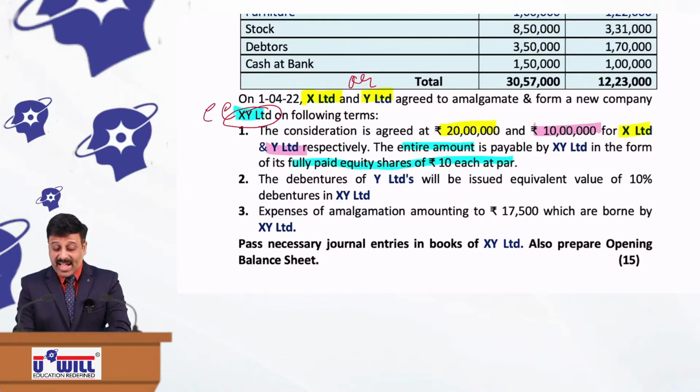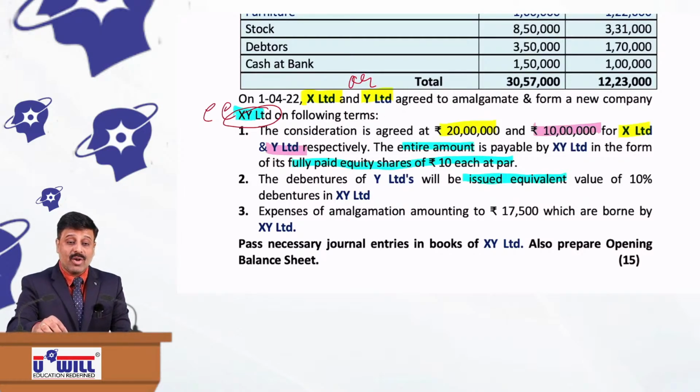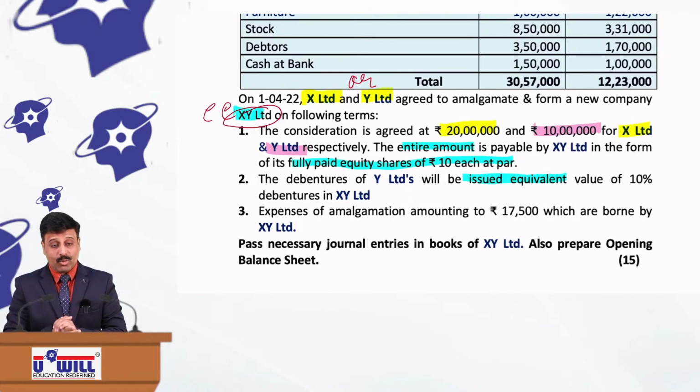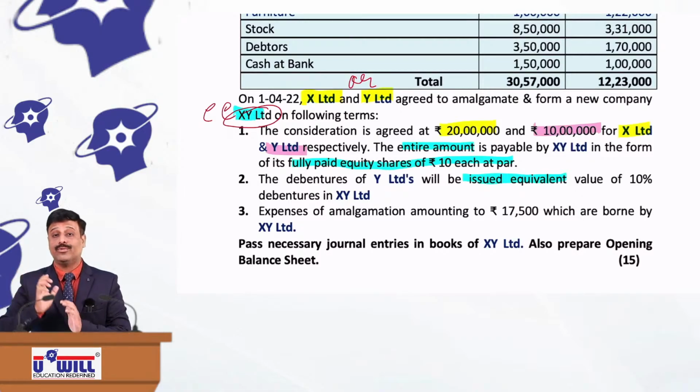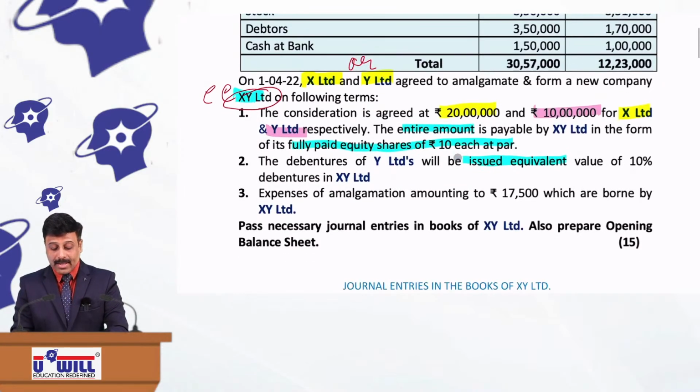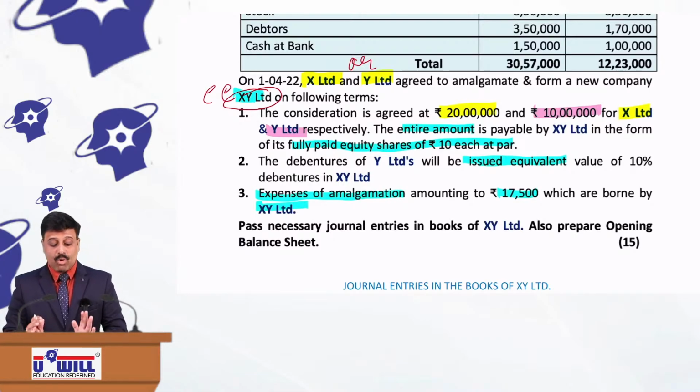The debentures of Y Limited will be issued at equivalent value. Now this again, equivalent value of 10% debentures in XY Limited. Now one more condition of merger. First condition was all the assets and liabilities must be taken over. Second condition, at book value. Now here debentures are taken over and they are issued equivalent value of 10% debentures in XY Limited. That means they are taken at book value only. So even that condition of merger is being satisfied. And expenses on amalgamation amounting to 17,500 are borne by XY Limited.